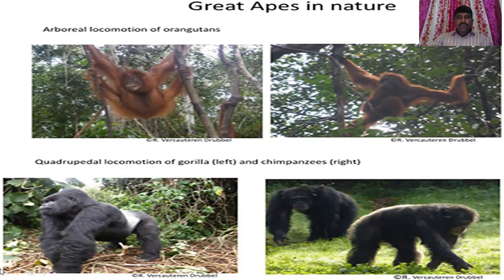They mostly remained in forests with an arboreal lifestyle, meaning they live in trees. Great apes are also quadrupeds, which means they move around on four legs on the ground. That appears on the screen.